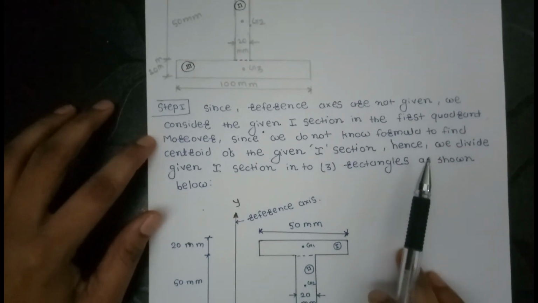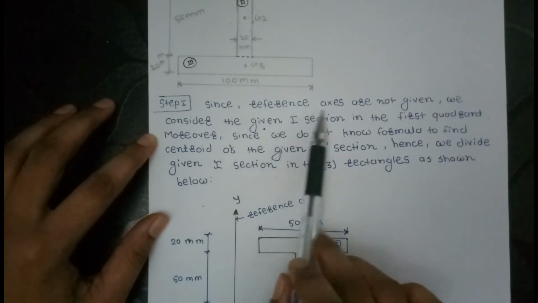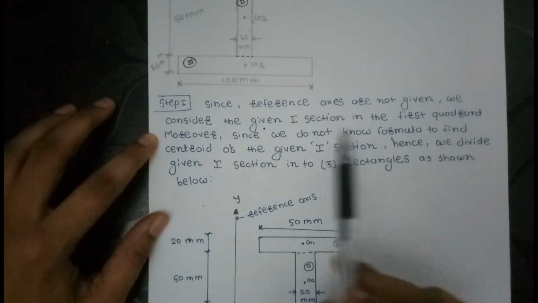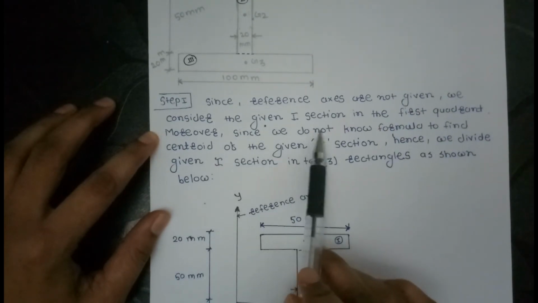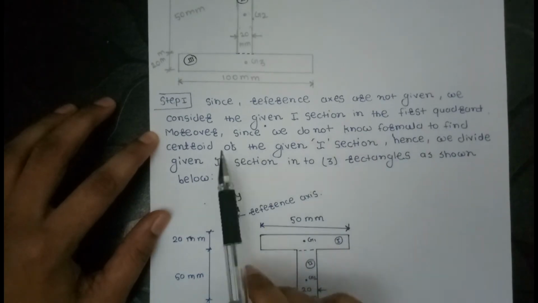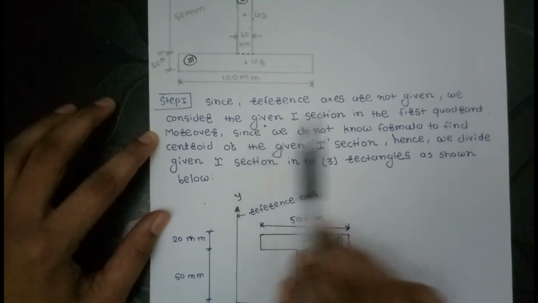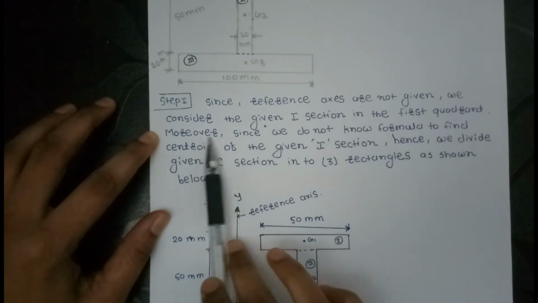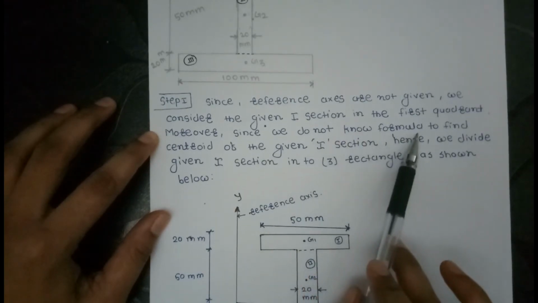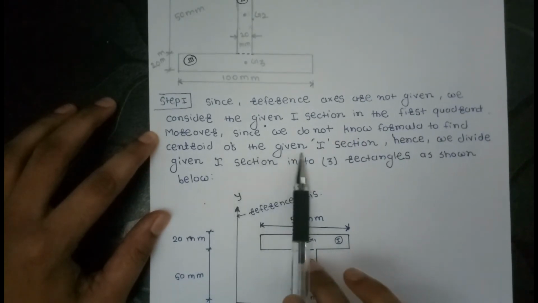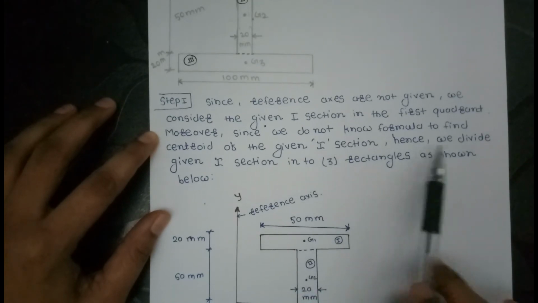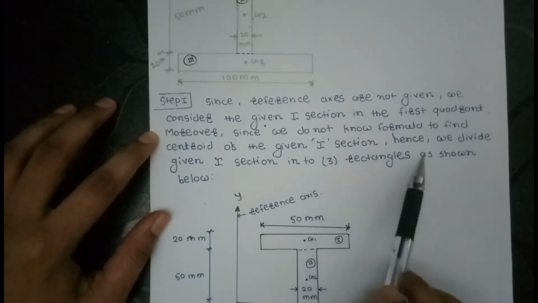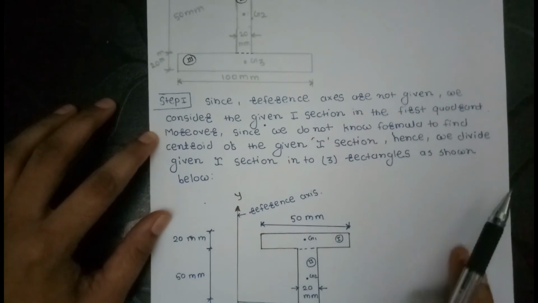So first step, since the reference axes, that is x and y axes, are not given, we consider the given I section in the first quadrant. Moreover, since we do not know the formula to find the centroid of the given I section, we divide the given I section into three rectangles as shown below.